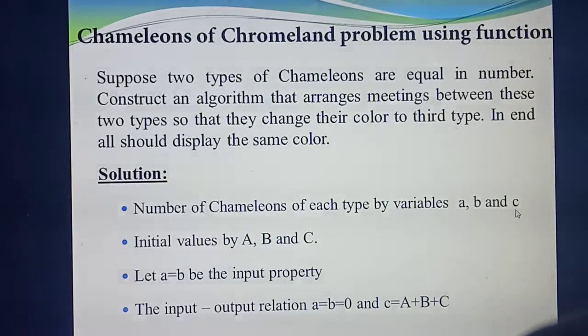Okay. So initial values. You are declaring them by the variables capital A, capital B and C. Now you need to give the input. So what's the input I said? Two types of chamlans need to be equal in number. So A equal to B. If they are equal in number, what output do you need to get at last? All should be displayed in the same color. So A equal to B equal to 0. Equal in number means at last you will get capital A plus B plus C. You are going to add all three types of chamlans.